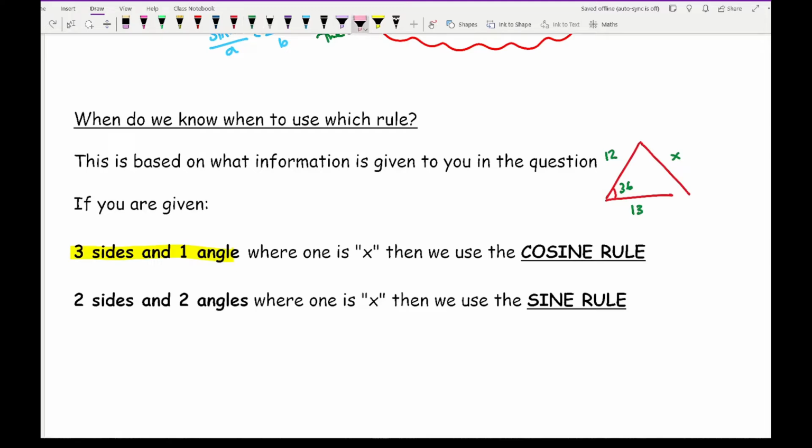Now, to use the sine rule, I need to know 2 sides and 2 angles. An example of that would be, if I just quickly draw a triangle, let's say that's 36, this is x, that's 12, and let's say this is 8. Here you can see I've got 2 sides and 2 angles where one of them is x. Another alternative would be something like this: x is there, here's an angle, let's call that 40, let's call this 50, and let's call this 6. Here you can see that I've got 2 sides, 6 and x, and I've got 2 angles, 40 and 50. So to work out what x is, I would use the sine rule.